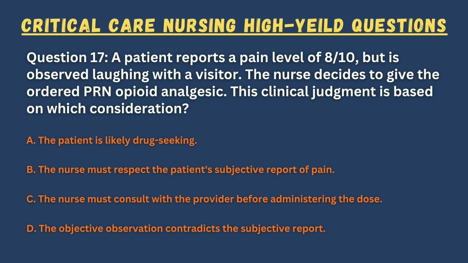Question 17. A patient reports a pain level of 8 out of 10, but is observed laughing with a visitor. The nurse decides to give the ordered PRN opioid analgesic. This clinical judgment is based on which consideration? A. The patient is likely drug-seeking. B. The nurse must respect the patient's subjective report of pain. C. The nurse must consult with the provider before administering the dose. D. The objective observation contradicts the subjective report.